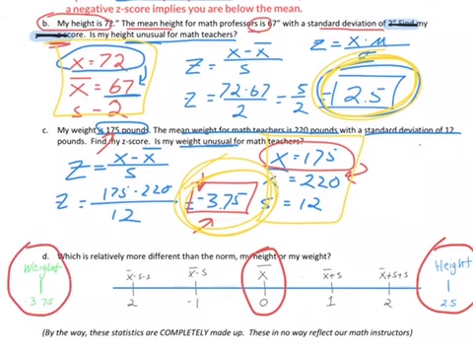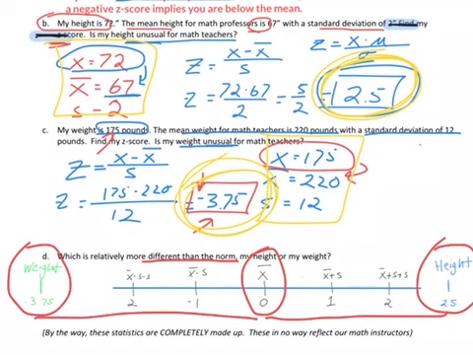If you're considering which one of these is more abnormal, more different than the norm, you've got to think about which one is further away from that mean. In this case, the value of 2.5 is a distance of roughly 2.5. The value of negative 3.75 is a distance of roughly 3.75. So if you're looking at which one is more different than the norm, or more abnormal, the weight, in this case, is more abnormal.